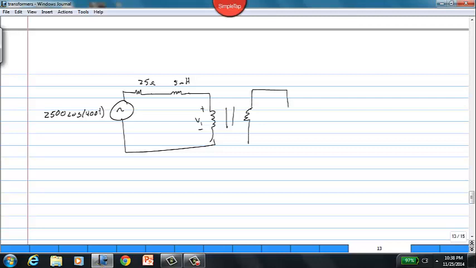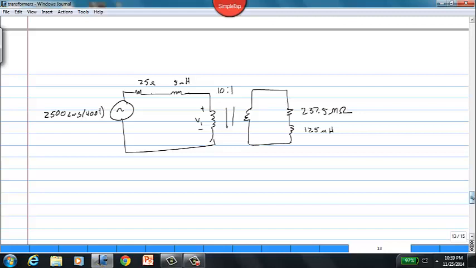The secondary just feeds a load. It's a tiny load consisting of a resistor and an inductor. It's 237.5 milliohms and then 125 microhenries. This is a 10-to-1 ideal transformer.